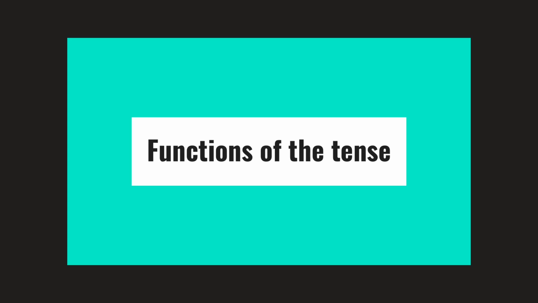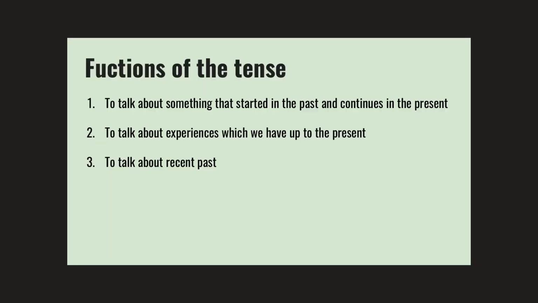Alright, now let's take a look at the functions of the tense. First, we use present perfect tense to talk about something that started in the past and continues in the present. And second, we use present perfect tense to talk about experiences which we have up to the present. And third, we use present perfect tense to talk about the recent past. Alright, so present perfect tense lies somewhere in between present tense, present continuous tense, and past tense.